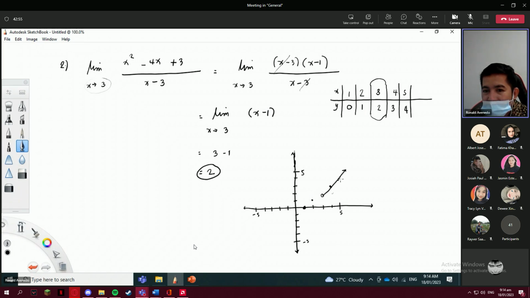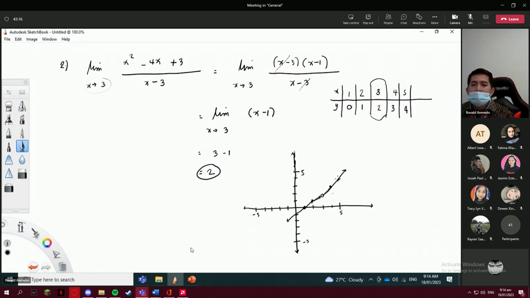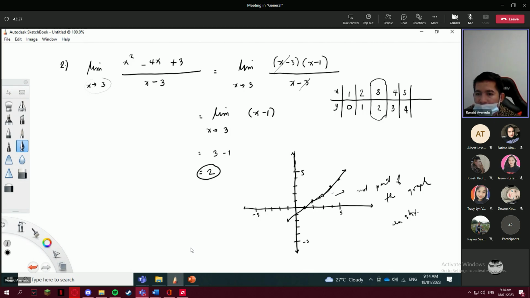Sana hindi nanginginig ang aking kamay. Mas maganda ito pag kayo ang gagawa sa graphing paper. Straight line ito siya, class. Hindi ito siya curve. Straight line dapat yan. Hindi ko lang siya magawa ng perfect dito sa pen tab. It should be a straight line. Okay. Straight line. And this part here is not part of the graph. Unshaded.